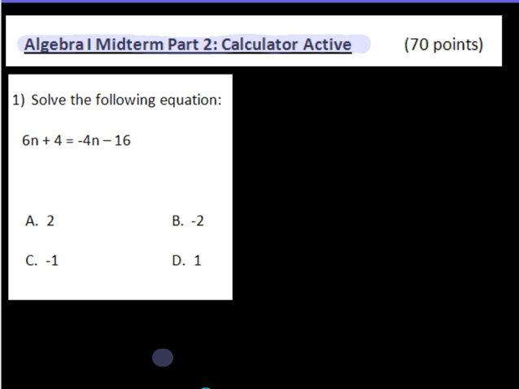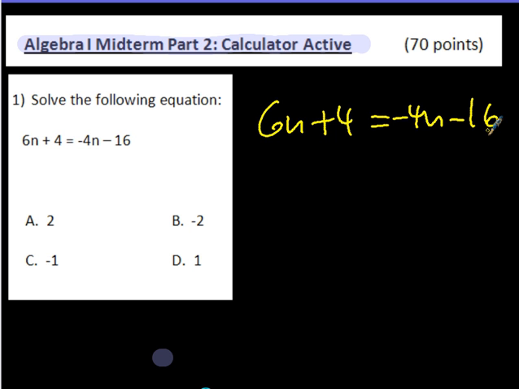You could. You could put both of these into y equals and solve. Y1 equals and y2 equals. I'm not going to go through that method. If you've seen it before, that's great. Now is not the time to learn that method. Let's just do the basic algebra, right? That's what the goal is here. 6n plus 4 equals negative 4n minus 16.